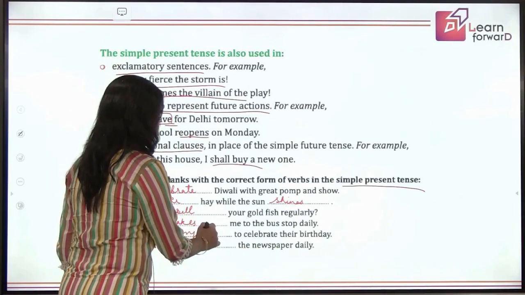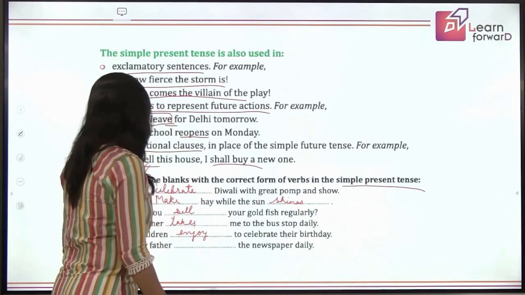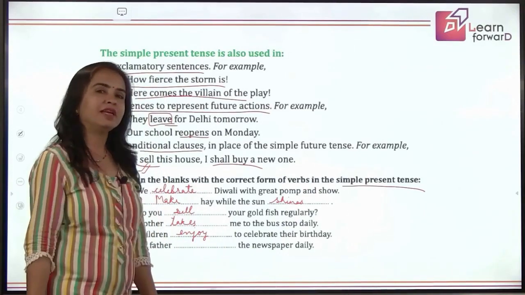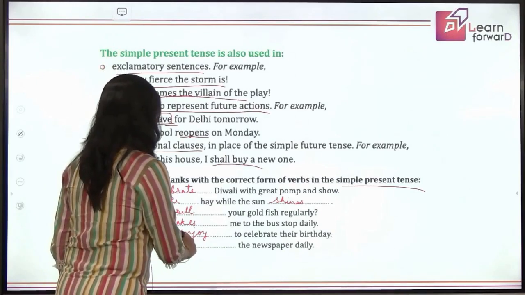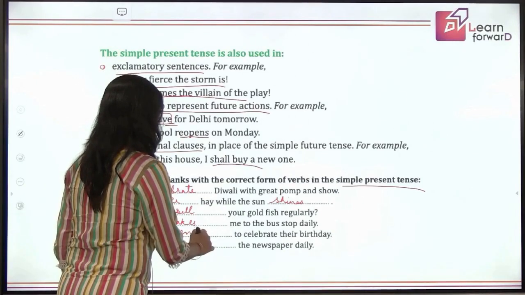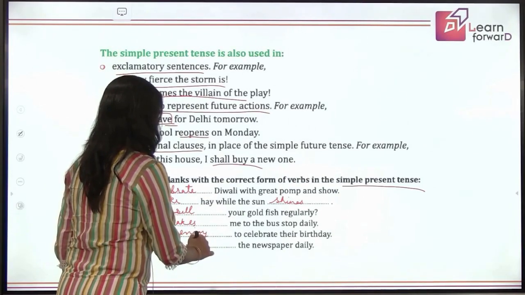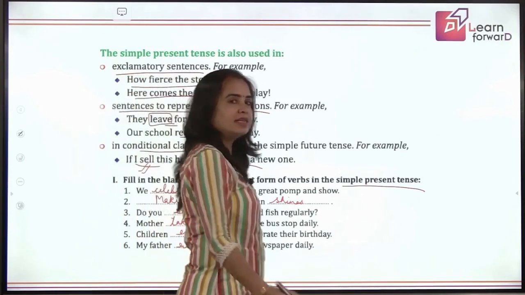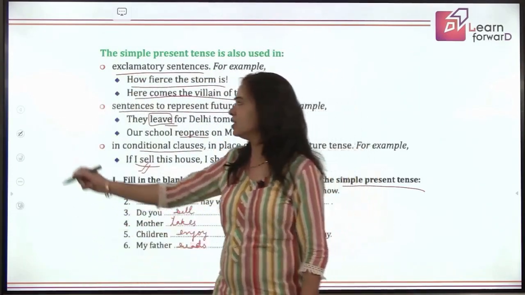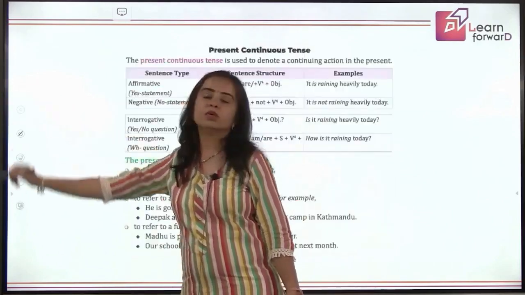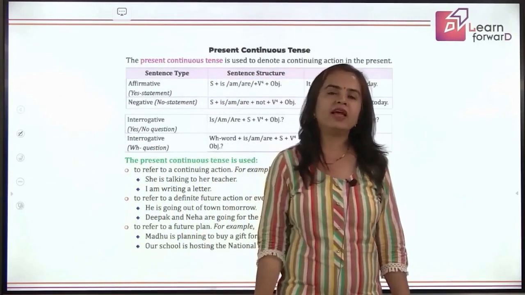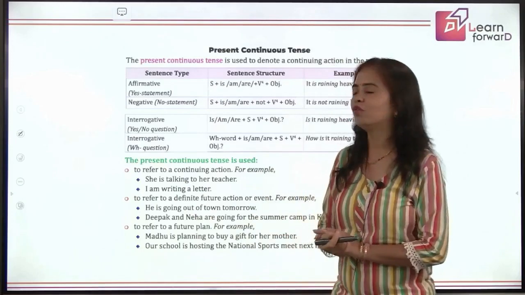So many verbs you can use in different sentences. My father dashed the newspaper daily. Yes, my father reads, because this is singular. So you are adding S with the verb. Isn't that so easy? Simple present tense. Just see whether your subject is singular in third person. Then you will add S. Otherwise, just simply write the root form of the verb.